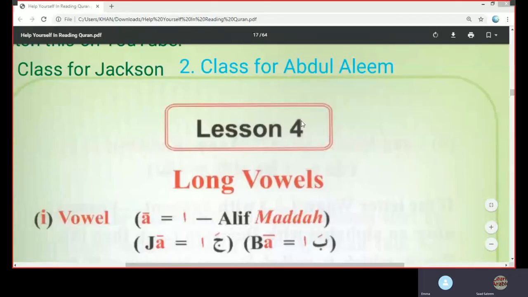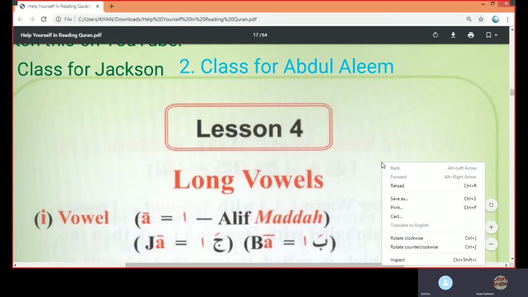Bismillah ir-Rahman ir-Rahim. Table start for lesson number 4, long vowels.